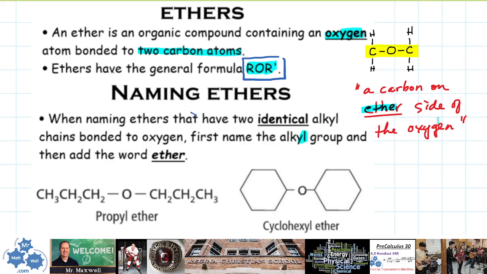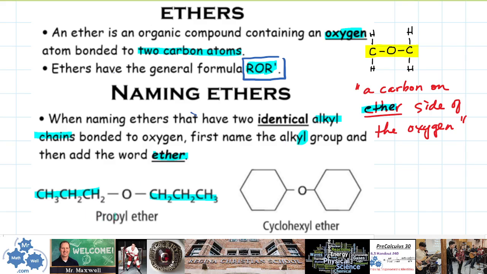All right. So, naming ethers. When naming ethers that have two identical alkyl chains, remember alkyl chains are the carbon chains singly bonded to oxygen, first name the alkyl group and then add the word ether. So if it's really like ROR where the R's are the same, then it's pretty easy. You name the alkyl group, and remember I did highlight this YL here for you.